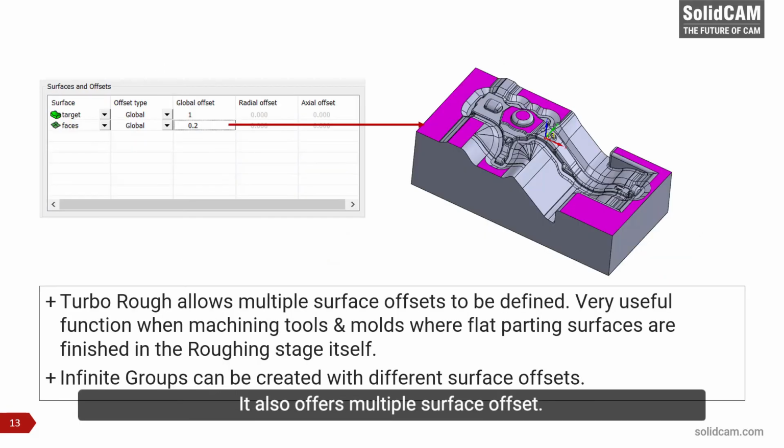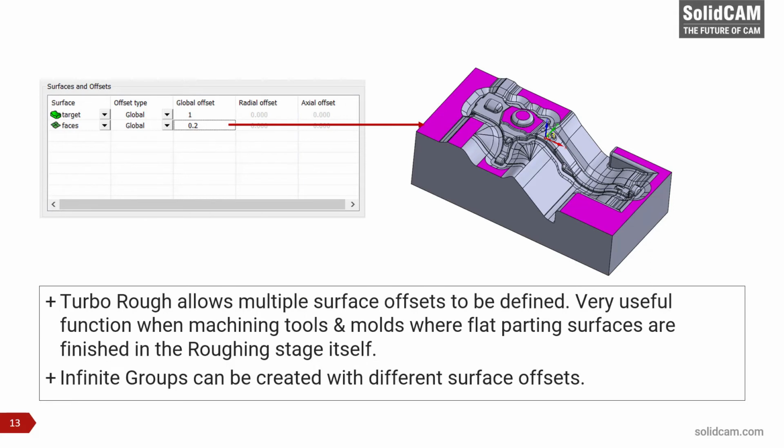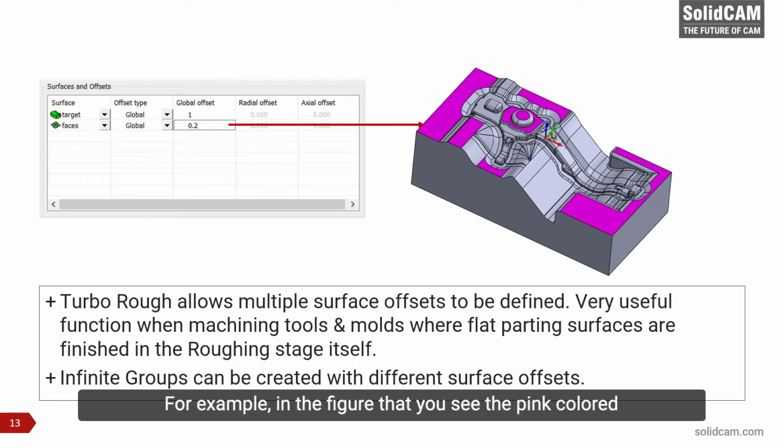It also offers multiple surface offsets. You can create an infinite number of groups. For example, in the figure that you see, the pink colored surfaces all have 0.2 millimeter stock, whereas everywhere else we are keeping 1 millimeter stock. So you can create infinite groups like this, very useful for dies, especially where they have to leave a different material on the parting surface.